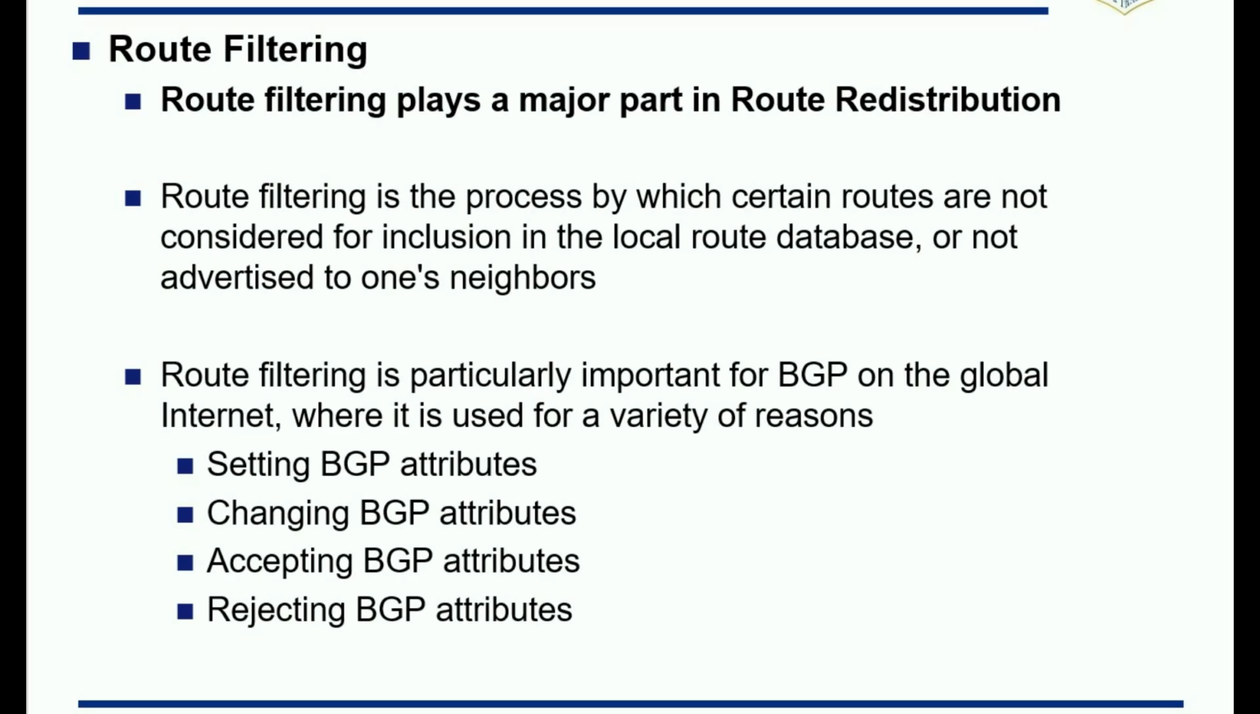So there are two different ways of filtering. One, I don't even know about the route at all, or two, I know about a route, but I'm not going to tell my neighbor. In that sort of logic, I am filtering routes in one way or another. Route filtering is important for BGP, which is used on the global internet. It is used for a variety of reasons. With route filtering, you can set BGP attributes, change them, accept certain BGP attributes, and also reject certain BGP attributes.